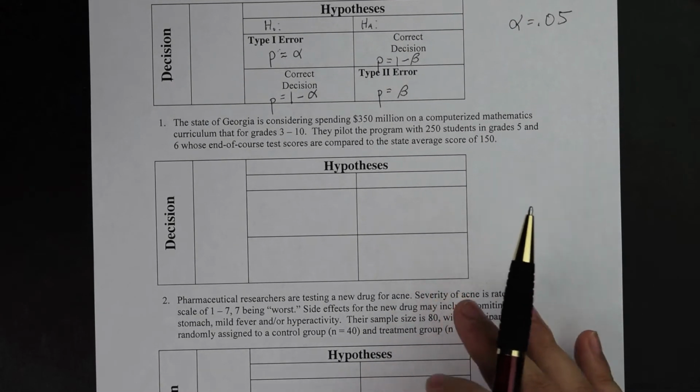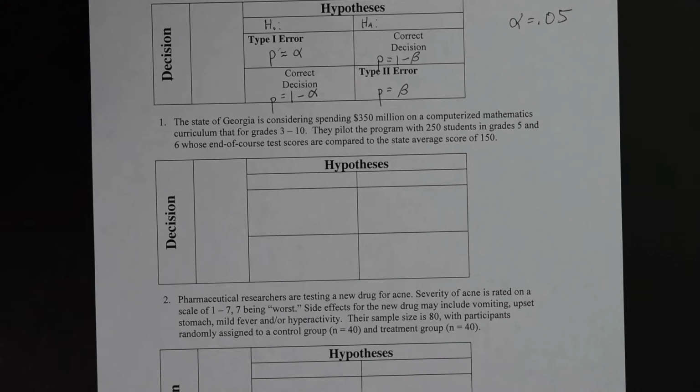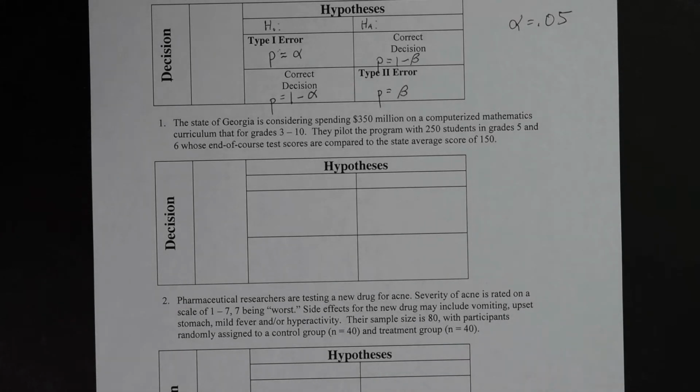Number 1, the question states this: the state of Georgia is considering spending $350 million on a computerized mathematics curriculum for grades 3 to 10. They pilot the program with 250 students in grades 5 and 6 whose end of course test scores are compared to the state average score of 150. So the scenario is this. From reading the question, I noticed that they're considering spending a lot of money on a program, and what they want to determine is whether or not this course actually improves their score, or there's no difference.